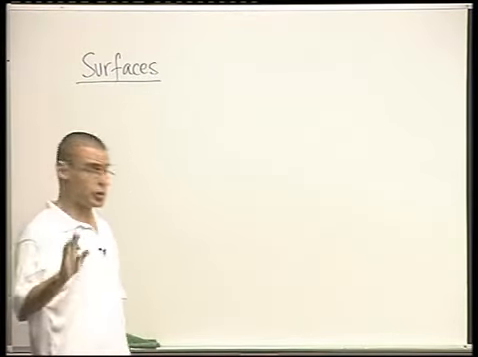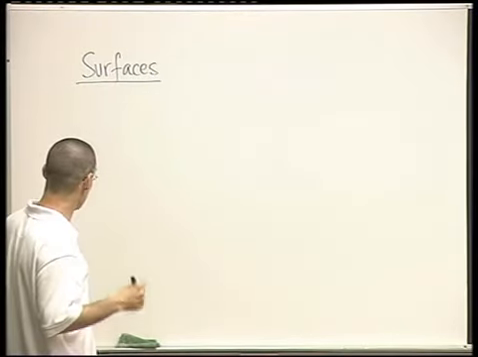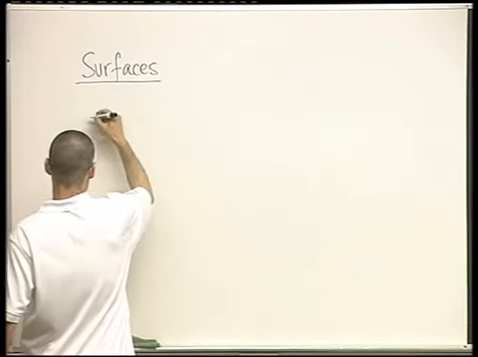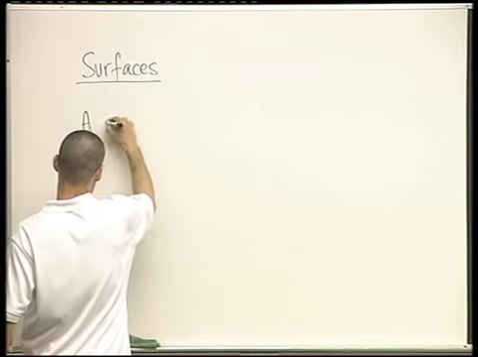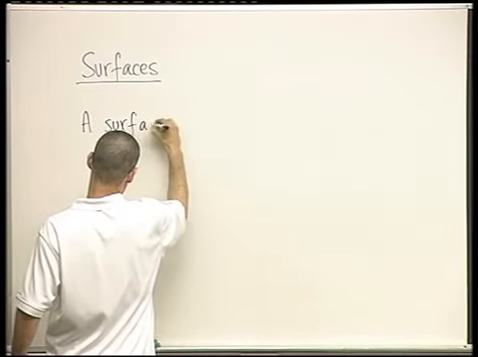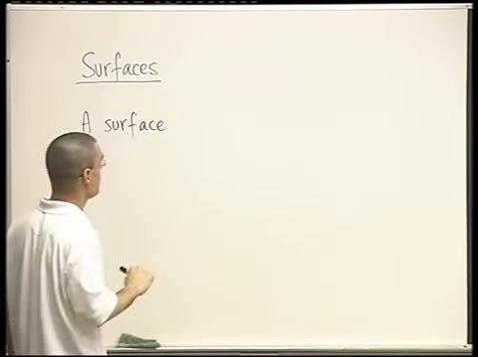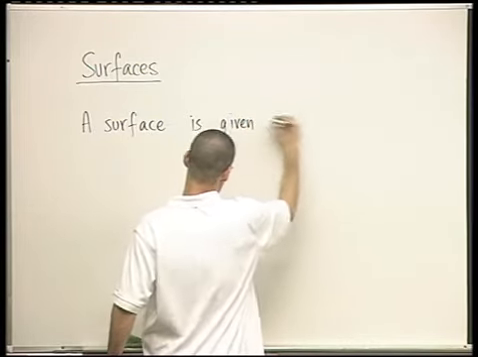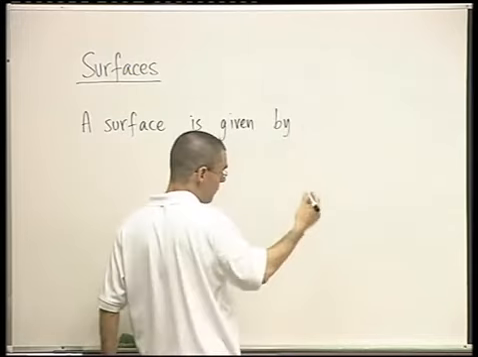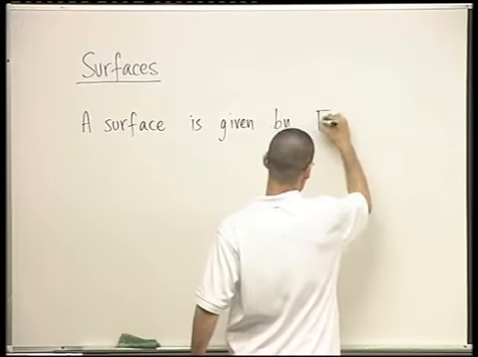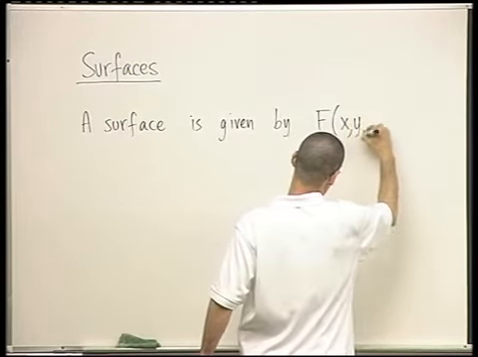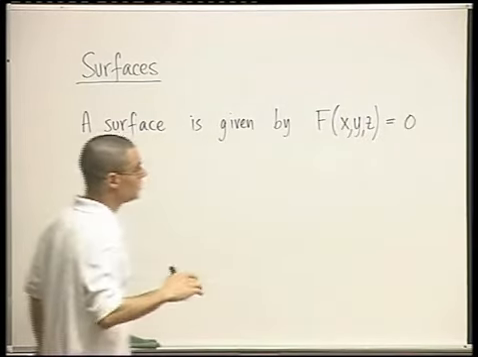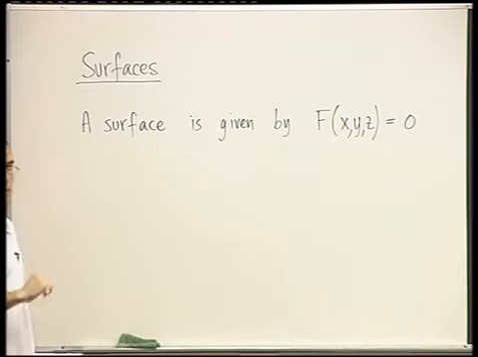Our next topic is surfaces. And in fact, we've seen some surfaces. I'll mention them in just a couple of seconds. In general, a surface in three-dimensional space is given by some form of equation of the form f of x, y, z equals 0. So if you see something that looks like that, it's probably a surface.